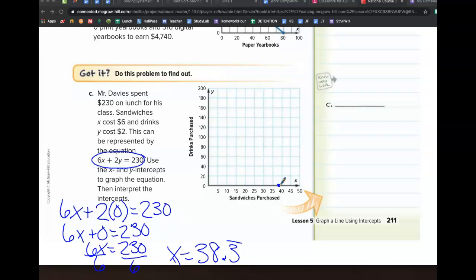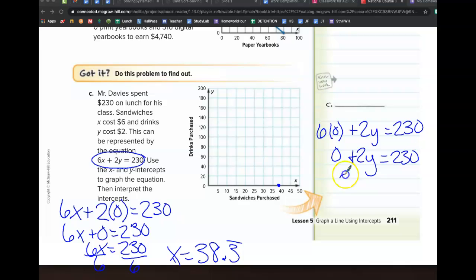So we're going to use the same equation, 6x plus 2y equals 230. But this time, since we're solving for our y-intercept, our x value is 0, because it has to be on the y-axis. 6 times 0 is 0, plus 2y equals 230. 0 plus 2y is the same as 2y equals 230. Divide by 2, divide by 2. y equals 115.